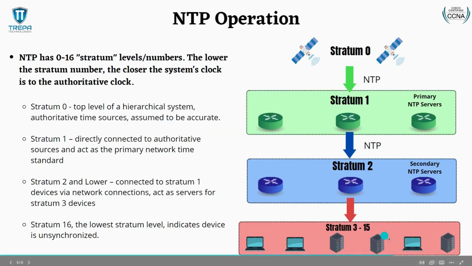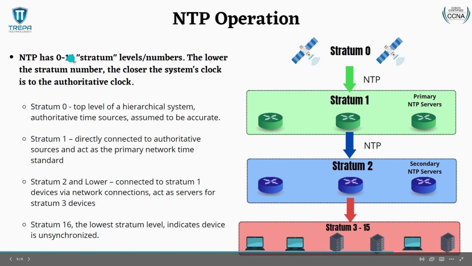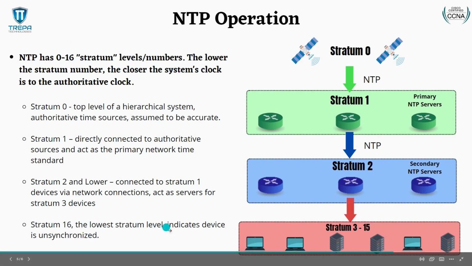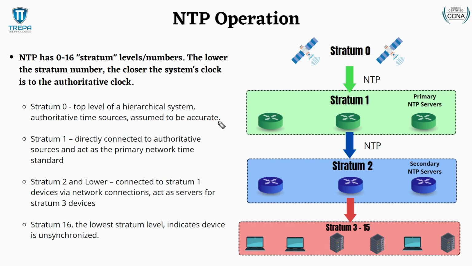Okay, so again, NTP has 0 through 16, but really there are only 16 levels that can be assigned for accurate timing, with stratum 16 actually being like, hey, we're not synchronized, we don't have timing. So 0 through 15 are going to be the stratum levels that we can use to actually give synchronized timing to our network devices. So stratum 0 being the top level of that hierarchical system, it is the authoritative time source, and it's always assumed to be accurate. You can see here that we can get stratum 0 or authoritative timing from like GPS, or we call that atomic timing. And then we'll have primary and then secondary NTP servers here.